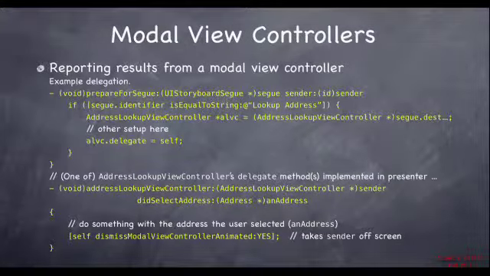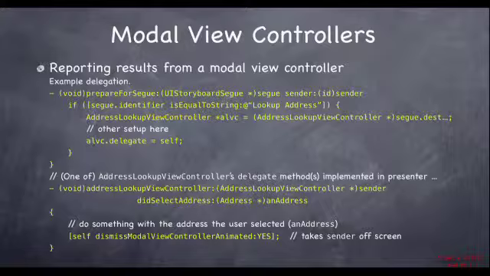So here's an example of doing delegation. This is a modal view controller that's coming on screen from a segue, and the segue identifier is lookup address. I get the address lookup view controller, which is the thing being presented, and then I set it up. I send it some messages to maybe set who the user is, whose address book we want to look in, or whatever. And then notice I say address view controller dot delegate equals self. So I'm setting myself as the delegate. This is in prepare for segue.